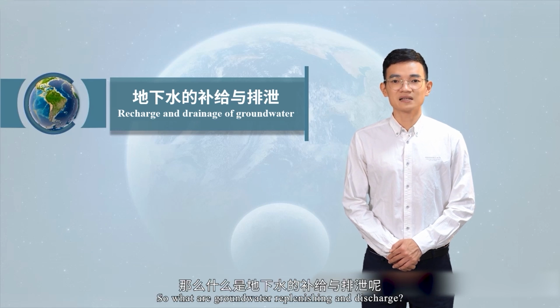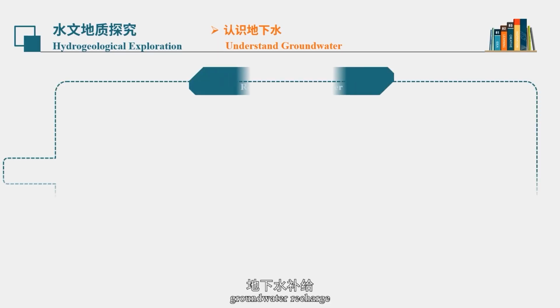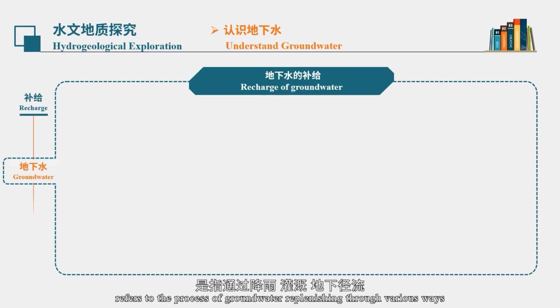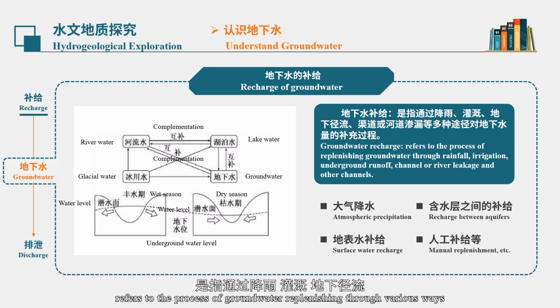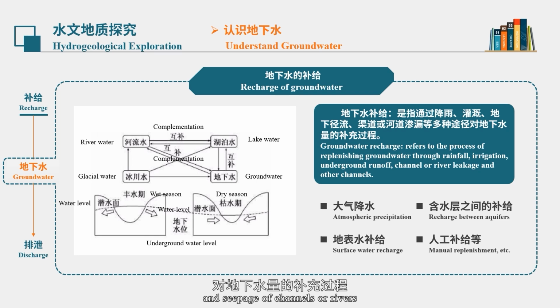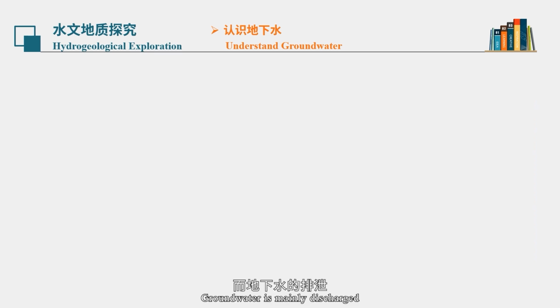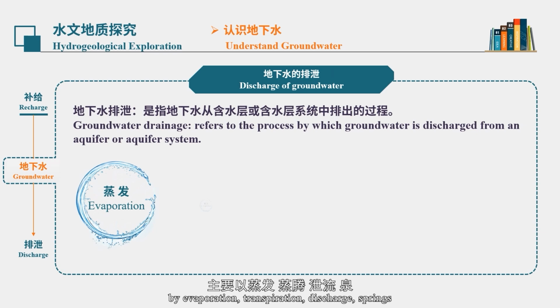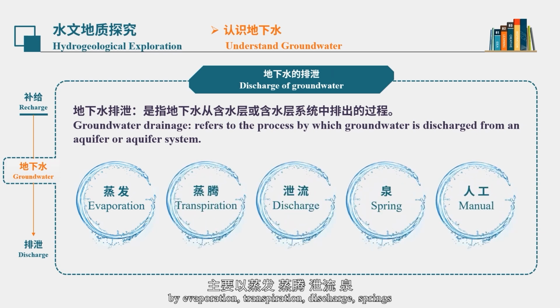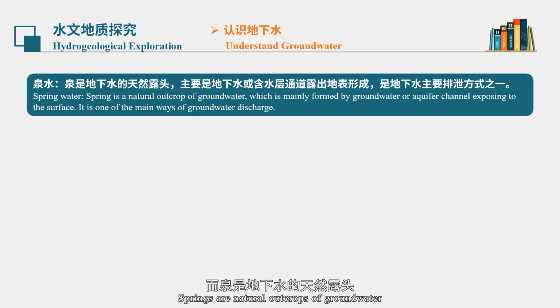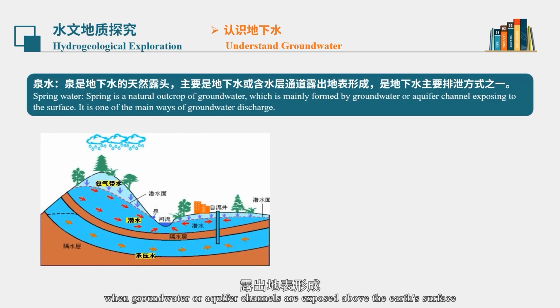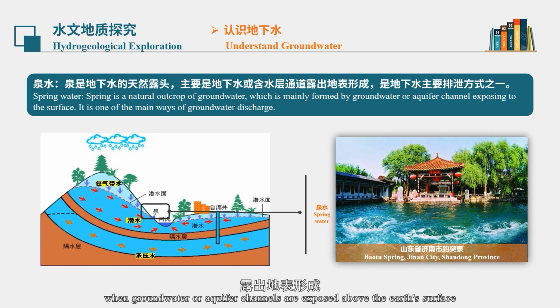So, what are groundwater replenishing and discharge? Groundwater recharge refers to the process of groundwater replenishing through various ways, such as rainfall, irrigation, underground runoffs, and seepage of channels or rivers. Groundwater is mainly discharged by evaporation, transpiration, discharge, springs, and artificial discharge. Springs are natural outcrops of groundwater and mainly formed when groundwater or aquifer channels are exposed above the Earth's surface. Springs are one of the main discharge methods of groundwater.